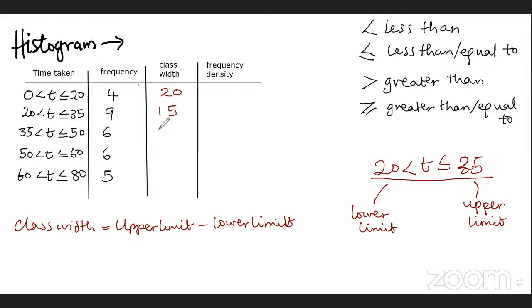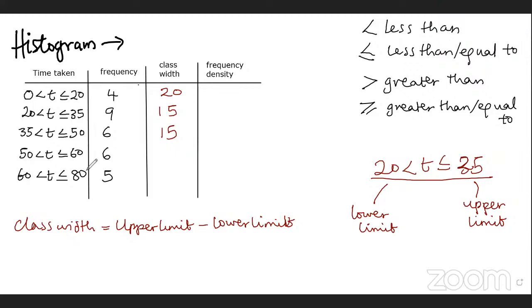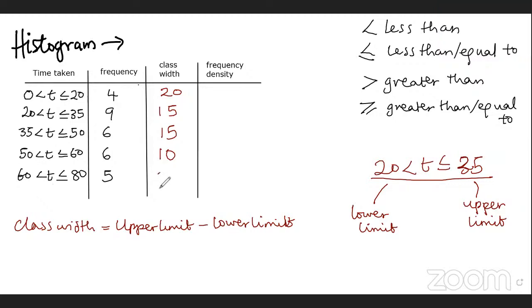Negative 20. 50 minus 35 for this one, 15, okay. 60 minus 50, 10. 80 minus 60, 20. So you got all the class widths.